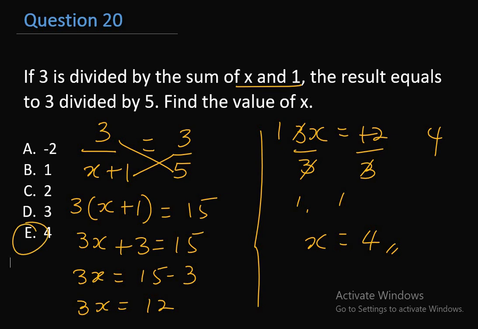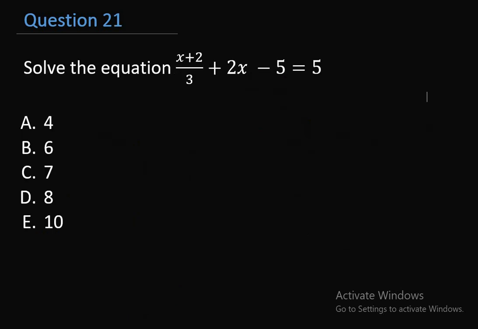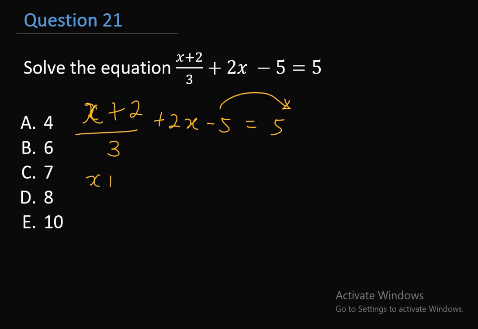Question 21. Solve the equation (x + 2)/3 + 2x - 5 = 5. So let's start by collecting like terms. Move minus 5 here. We'll have (x + 2)/3 + 2x equal to 5 + 5.